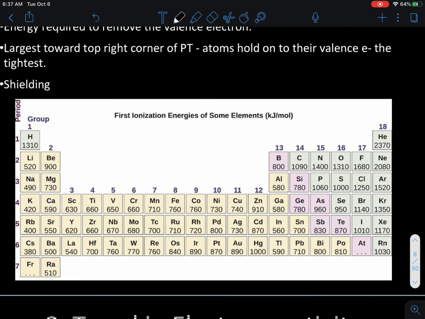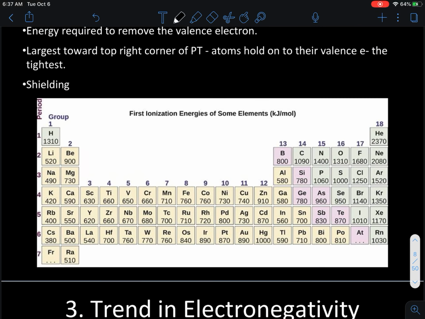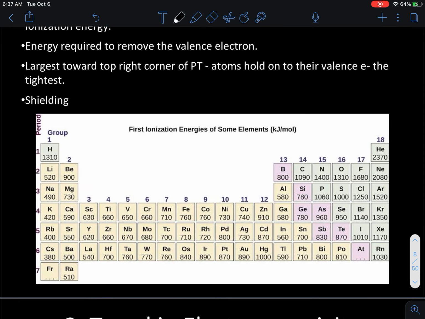And so if we're looking at this, the smallest numbers that you'll see are the bottom left, and the largest numbers you'll see are the top right. In essence, helium is one of the most difficult elements to remove an electron from. It would take 2,370 kilojoules per mole just to remove one of its valence electrons.